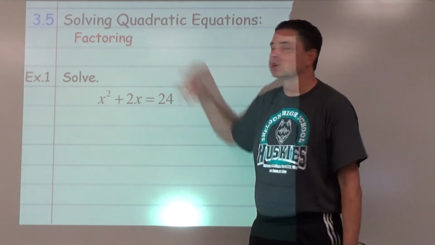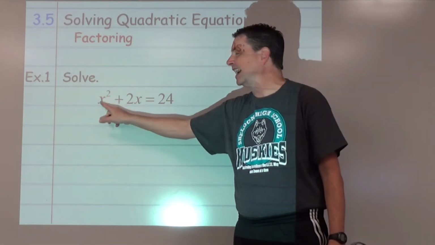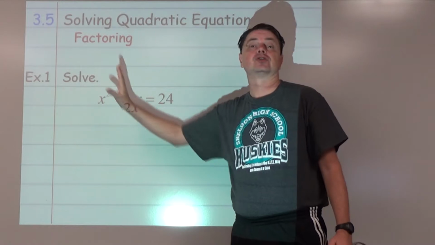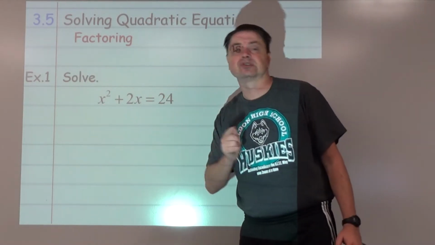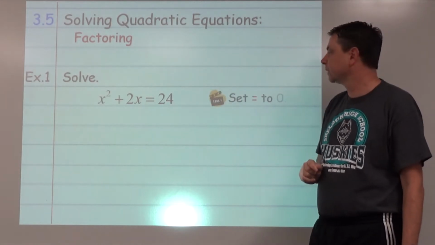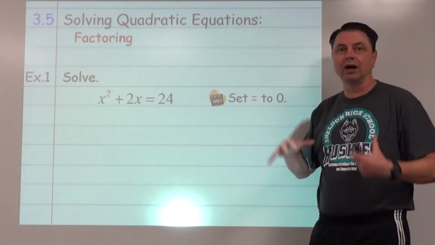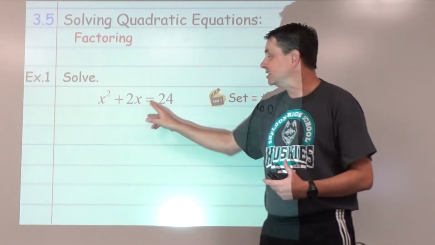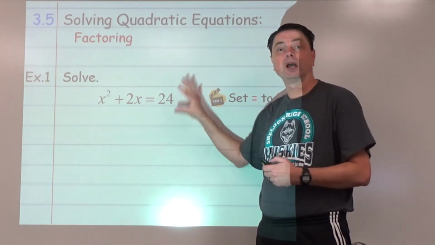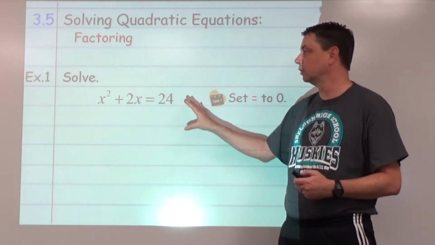What makes this a quadratic equation is that it has the x squared, and there's no exponent that's higher than that. And it's got an equal sign. That makes it the equation part. So step number 1 is we want to get our equation equal to 0. Currently it's equal to 24. We want to make it equal to 0.